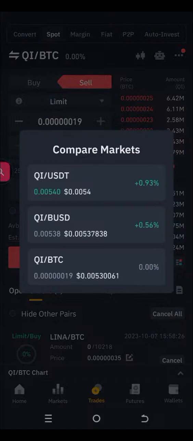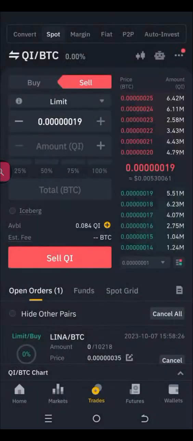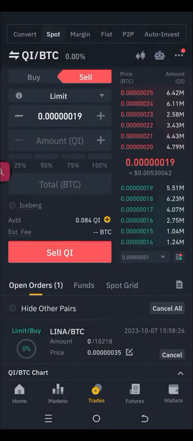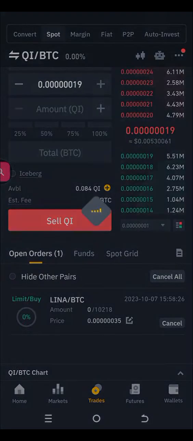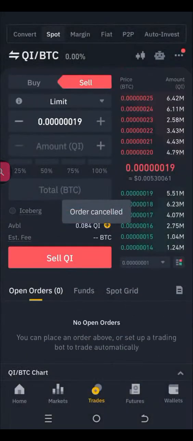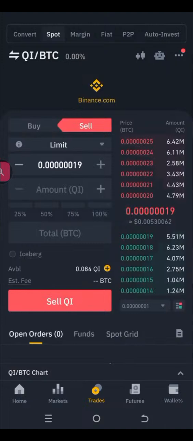So if I try to, this is QIBTC. So what will I have left? Let's just cancel it and see what will give us. If it's not going to be favorable, we'll just go back to Lena BTC. So let me just cancel at this point. Okay, so we'll do a quick simulation and see what we can get here.